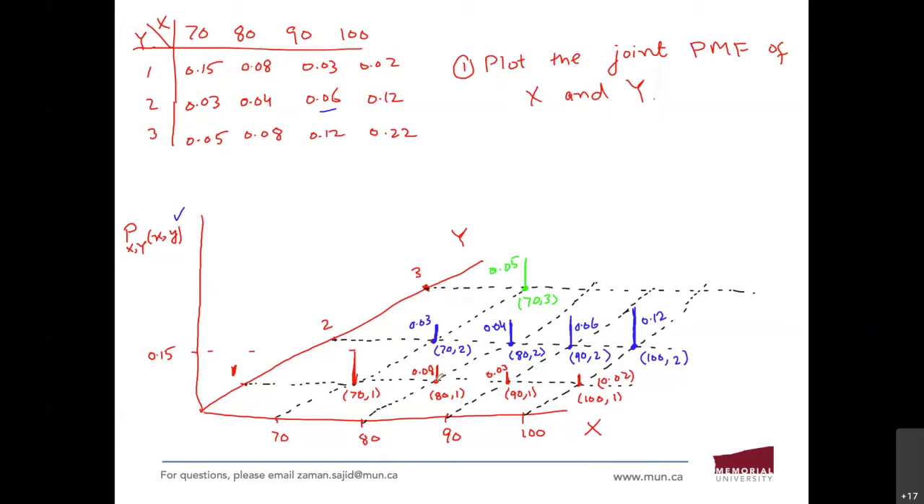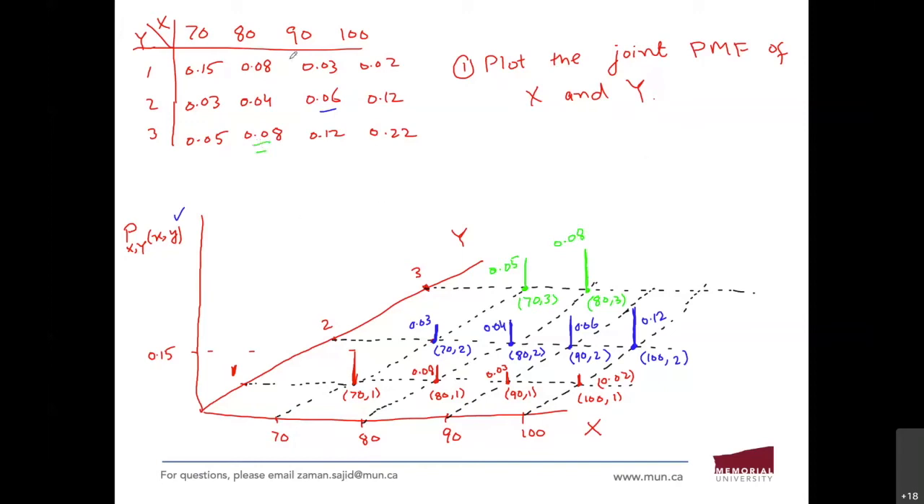Now the next is x is equal to 80 and y is equal to 3. This is the line for x is equal to 80, and this is the point where we are coinciding both x's. So it is 80 and 3. The value here is 0.08, slightly larger than what I drew for the previous one because it has a higher value. It is 0.08, this value.